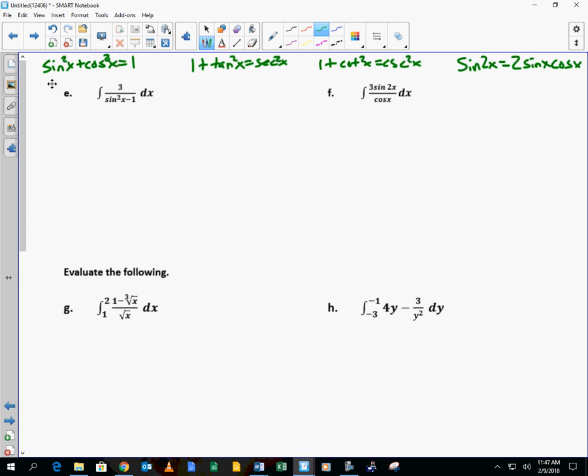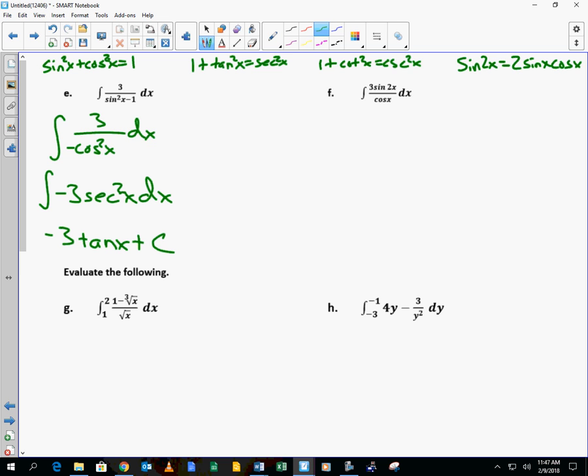So 3 over sine squared minus 1. What could I substitute for sine squared minus 1? Negative cosine squared. Well, what's 3 over negative cosine squared? Secant squared. Shoot, if I only knew what I take the derivative of to get secant squared. Tangent. So it looks like a really challenging integral, but it turns out to be a pretty easy integral.